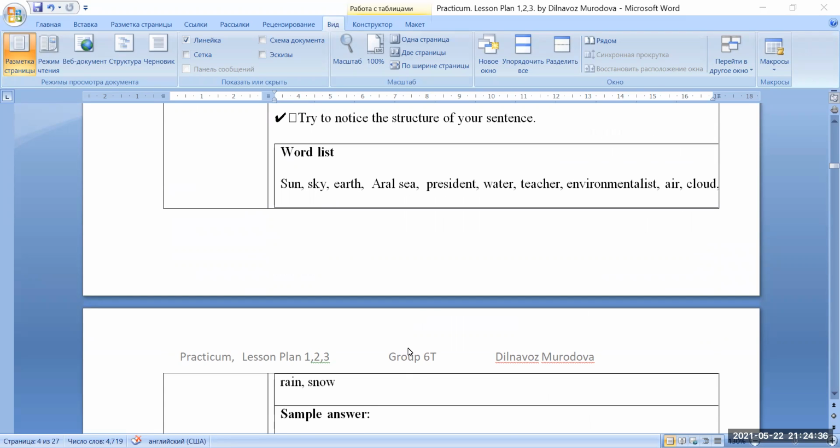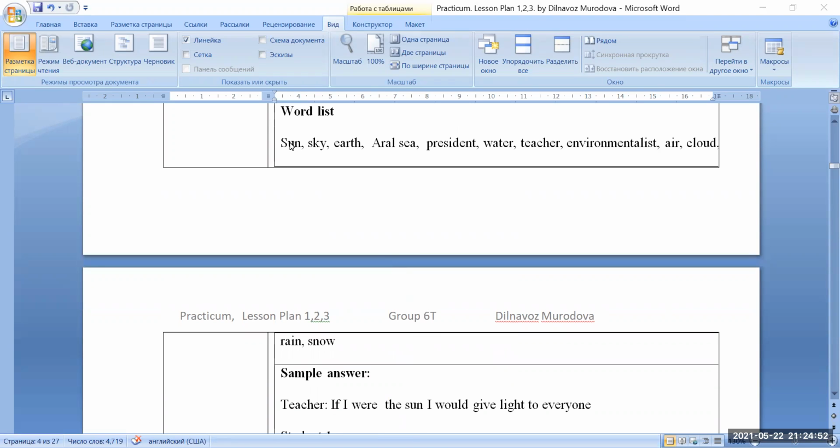You should make up sentences and imagine yourself. What would you do if you were the sun? Or what would you do if you were the sky? I will do the first one as an example, and you will go on in this line. For example, the first one, sun. If I was the sun, I would give light to everyone. In fact, I'm not the sun, but if I was the sun, I would give light to everyone.